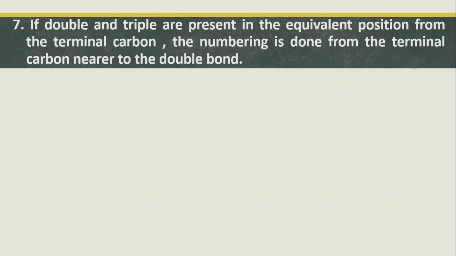Okay, the next rule states that if double and triple bonds are present at equivalent positions from the terminal carbon, then the numbering should be done in such a way that the terminal carbon is nearer to the double bond. So if both double and triple bonds are present at equivalent positions from either side of the chain, then the double bond is given priority over the triple bond.